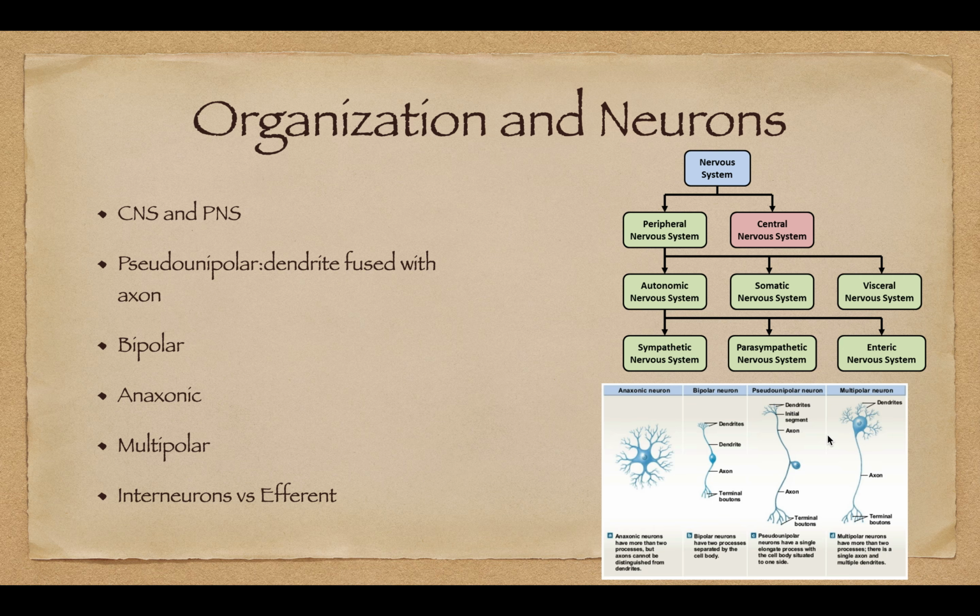Of course, we should know all of this. Something that you might not know is a pseudo-unipolar neuron, which is just a dendrite fused with the axon, and it seems it's called pseudo-unipolar because it really isn't unipolar. It's actually one of the bipolar neurons. In addition, interneurons are the neurons that are only going to be in the brain, and those synapse with the efferent, which goes out into the spinal cord, and this, that, and the other.